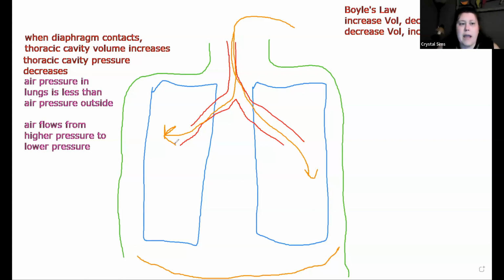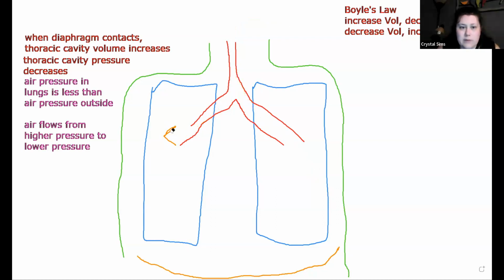Okay. Air flows from a higher pressure to a lower pressure. We've now made the pressure in the thoracic cavity lower than what's outside in the environment. So air flows in. Okay, so that's the process of inspiration. It all starts because the diaphragm contracts. Okay, now, eventually the diaphragm is going to relax.